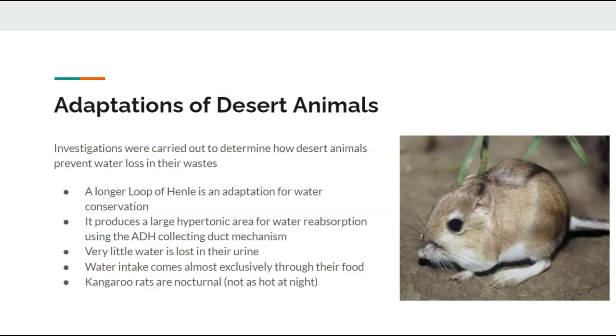Some animals, like this kangaroo rat, which is pictured here, are nocturnal because it's not as hot at night, so they're not sweating or releasing water in that way either.